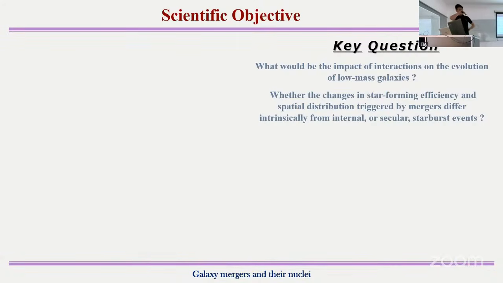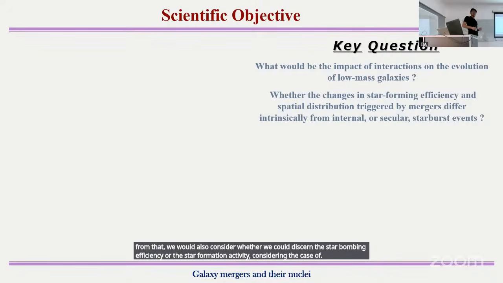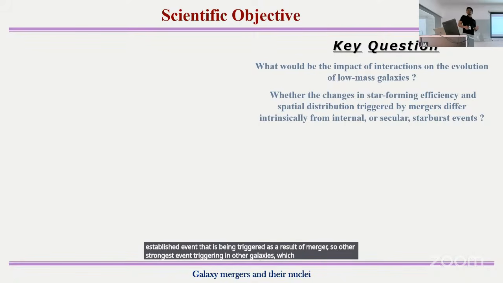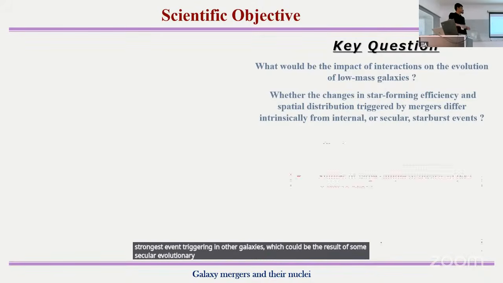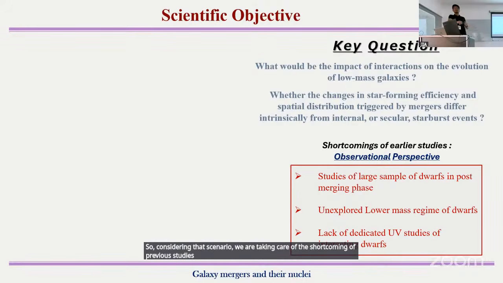So our scientific aim is to find out what would be the implication of interaction on the evolutionary properties of these dwarf galaxies. Apart from that, we would also consider whether we could discern the star forming efficiency or star formation activity, considering the case of a starburst event that is triggered as a result of mergers, or other starburst event triggering in other galaxies, which could be the result of some secular evolutionary processes within these dwarf galaxies. So, considering that scenario, we are taking care of the shortcomings of previous studies, and that's how we are going to further perform our studies.